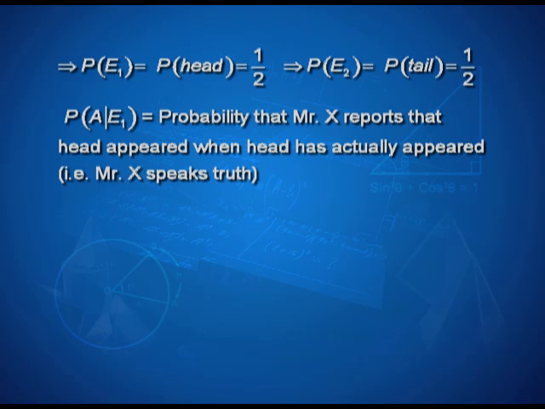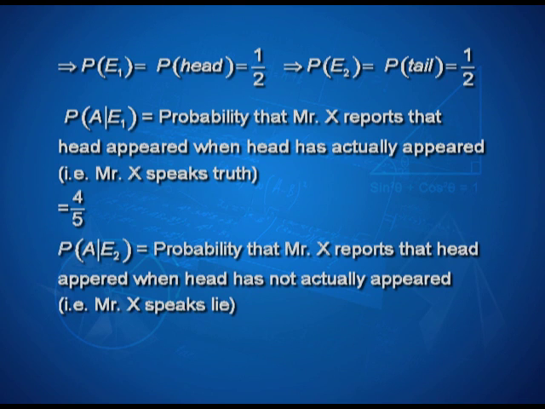What is the probability of A given that E1 has happened? It's same as saying probability that Mr. X reports that head appeared when head has actually appeared, which is same as saying Mr. X speaks truth, and therefore, that should be 4 by 5. Probability of A given that E2 has happened, that is same as saying that the person has reported that head appeared, but head had not actually appeared and therefore, he lied, and that is 1 by 5.